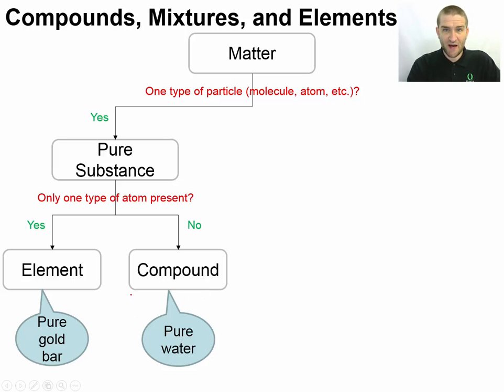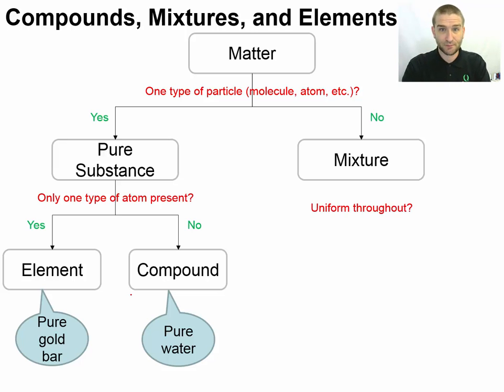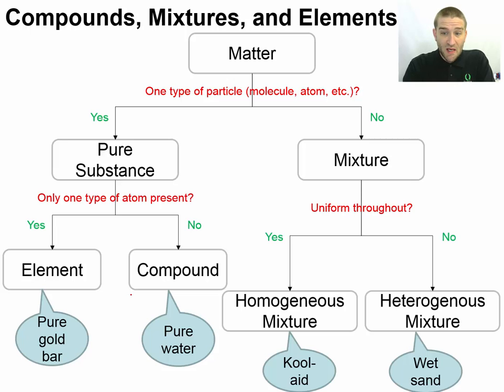What if we do have more than one type of particle present? Well, then it's going to be some sort of a mixture. The next question we have to ask ourselves is: is this uniform throughout? If the answer is yes, it's going to be a homogeneous mixture. Now, a homogeneous mixture, the example I'm giving of what that would be like would be Kool-Aid.